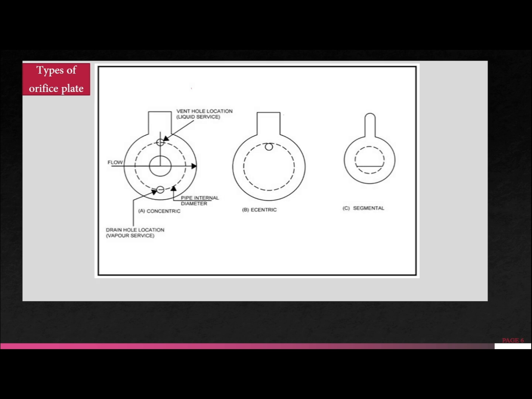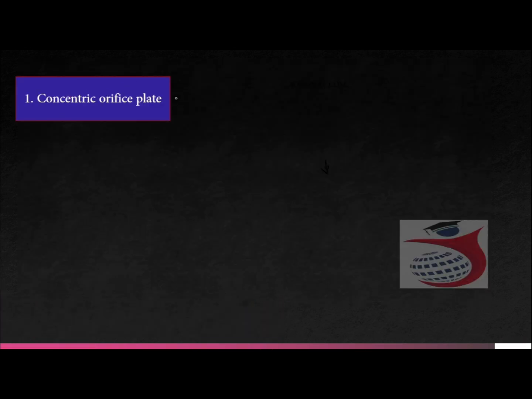These are the types of workpiece plate: concentric, eccentric, segmental. How do they look? Concentric, the hole will be in the center. Eccentric, the hole will be here, or the hole will be here. So the hole will not be in the center. As for segmental, the hole will be like this. So these are the three types of workpiece plate. There are many other types of workpiece plate also, but here we are only discussing those which are mostly used. Now one by one we will learn in detail.